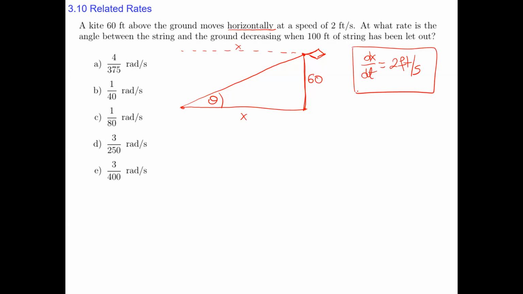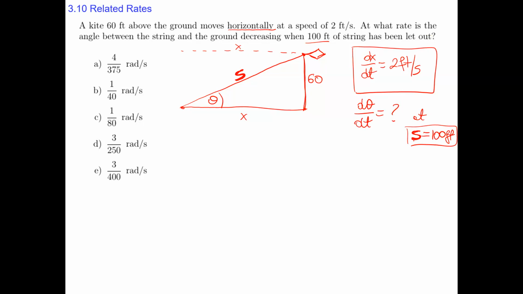Okay, that's the speed of the kite. Yes, we have x, we know how x is changing, we have 60, and we have that string. We don't know its rate of change, but we know some information because now what we're looking for is what rate the angle is changing, d theta/dt, question mark, at the moment that s is 100 feet. But we know that s is not always 100 because as I let the string out, a second later it will be longer: 101, 102, 103, 104, and so on.